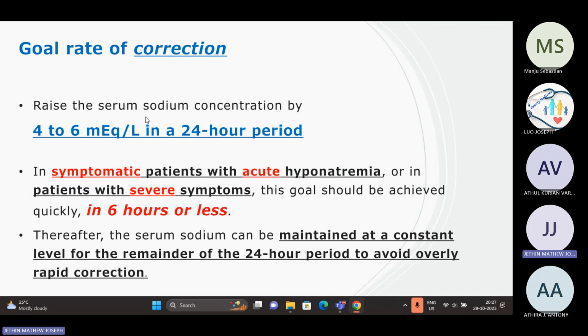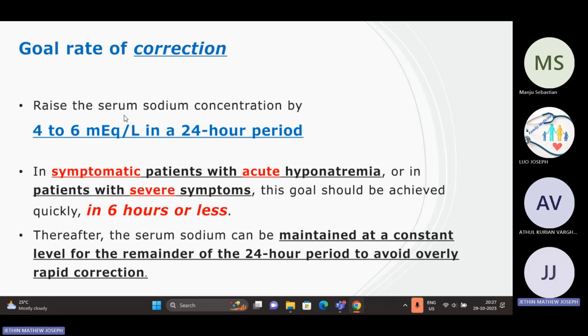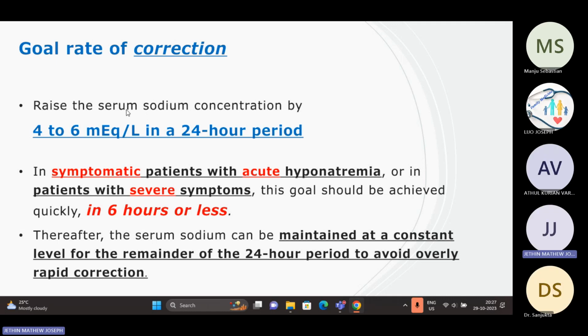So the goal rate of correction is 4 to 6 in a 24-hour period. So we have to raise the serum sodium concentration by 4 to 6 milliequivalents per liter in a 24-hour period. So in symptomatic patients with acute hyponatremia or in patients with severe symptoms, this goal should be achieved quickly, that is in 6 hours or less. So thereafter, the serum sodium can be maintained at a constant level for the remainder of the 24-hour period.